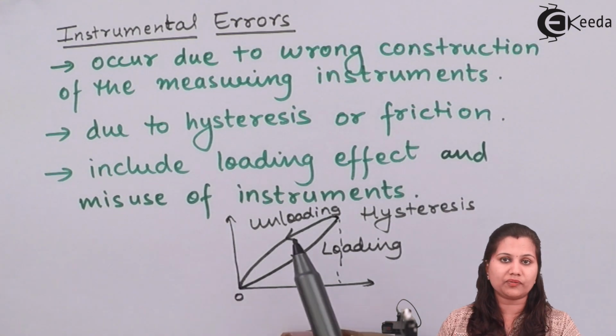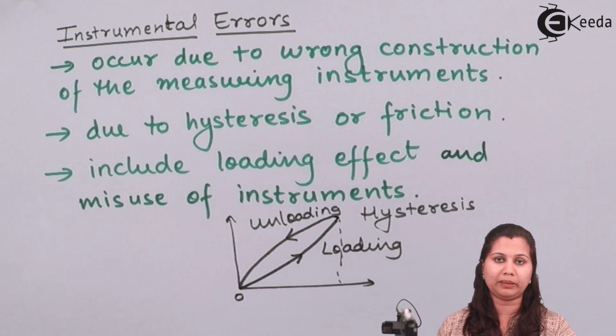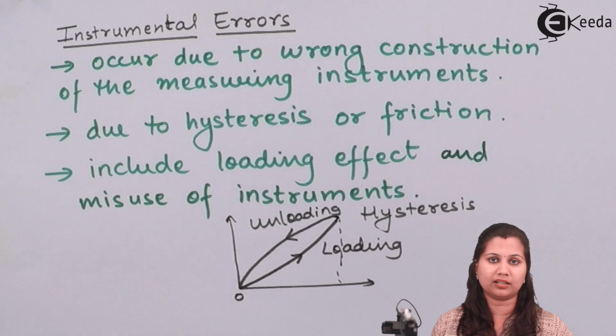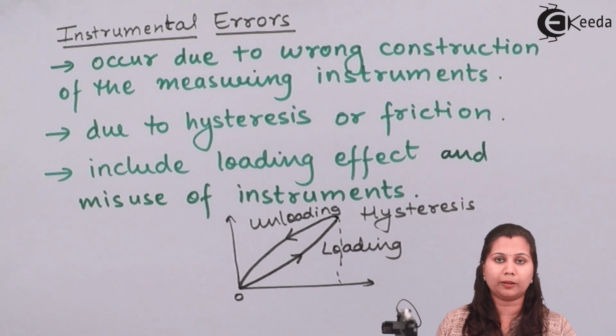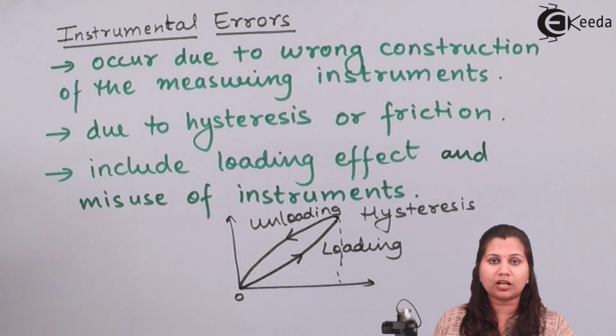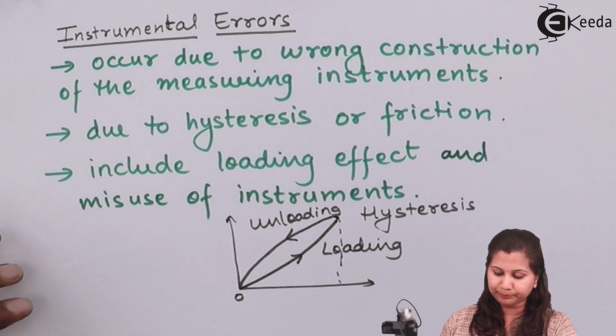Also, due to misuse of the instruments, like when we are carrying the instrument from one place to another, during that transportation, if some damage has occurred to any part of that instrument or if its internal circuitry has been disturbed, then errors will occur in the measurement. So these errors which occur due to the wrong construction or due to mistakes in the instrument are called the instrumental errors.